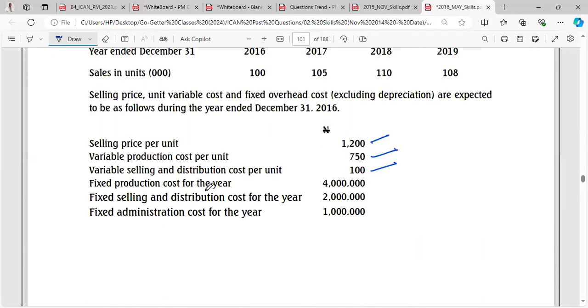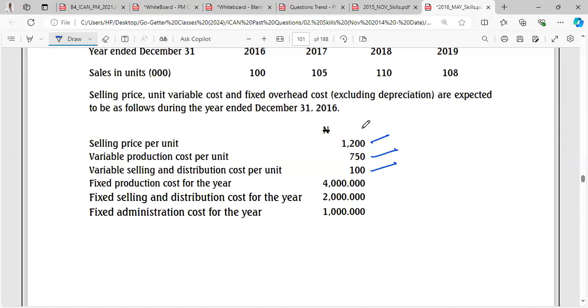We have production costs for the year. Fixed production cost for the year. Now they said the selling price, units, variable cost, fixed overhead costs, excluding depreciation. So excluding depreciation, depreciation is not involved here.